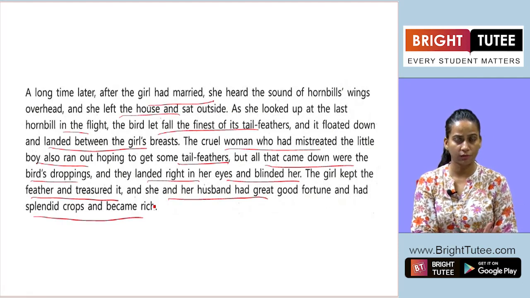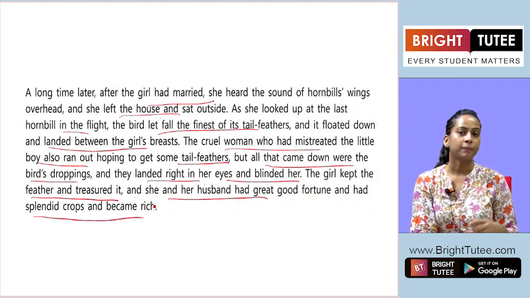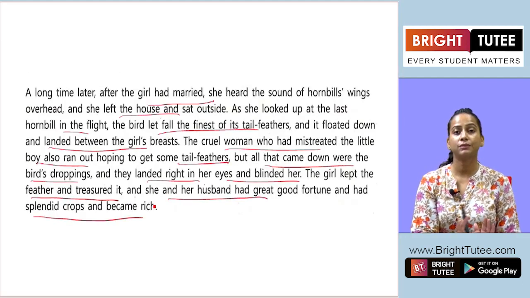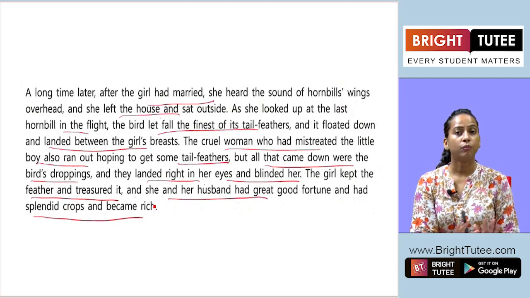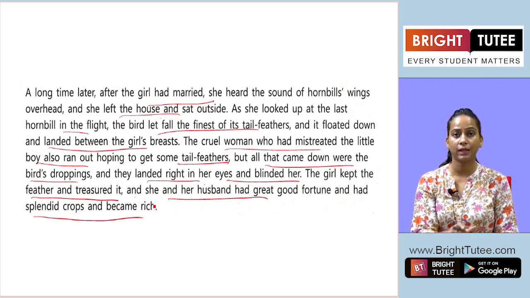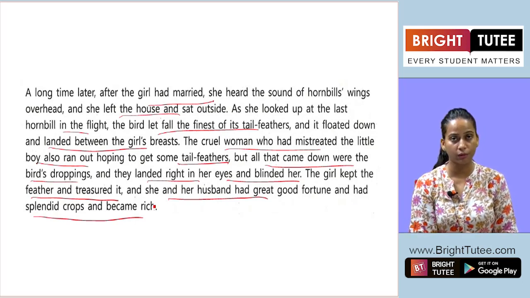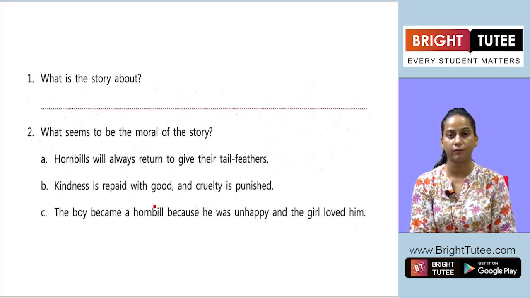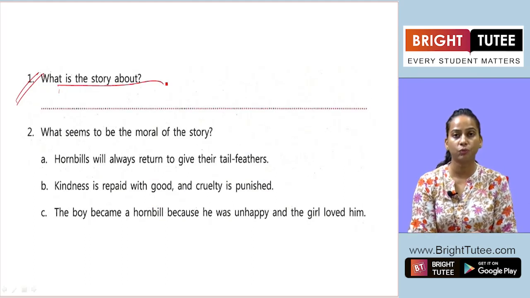Hopefully it is clear to each and every one. When you were reading this story, you had already gone through the questions. The questions they have asked are: what is the story about, and what is the moral of the story? After reading the questions, you went through this story with the skimming or scanning technique. Hopefully you all have applied that technique. Skimming is the one technique that we can follow here. With the help of that, we can try to find the answers to the questions given here. The first one they have asked is, what is the story about?